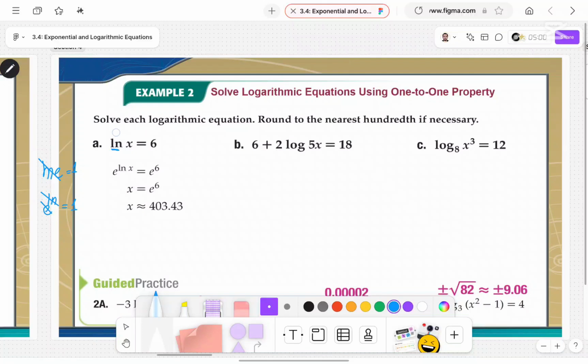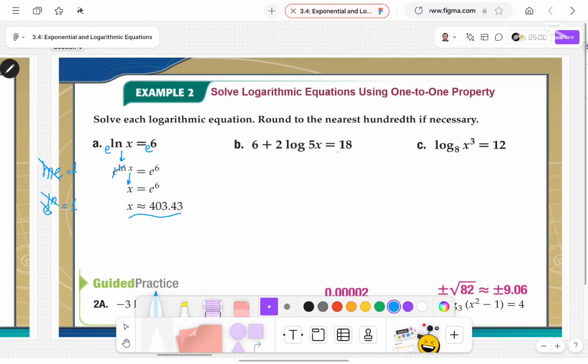Okay, so now in order to cancel ln, what should I do? I have to do e for both sides. So it will be e to the power of ln x and e to the power of 6. So this is what I did here. e to the power of ln x equal e to the power of 6. So now we cancel the ln with the e. So it becomes now x equal e to the power of 6. e to the power of 6, you can do it in the calculator, you get 403.